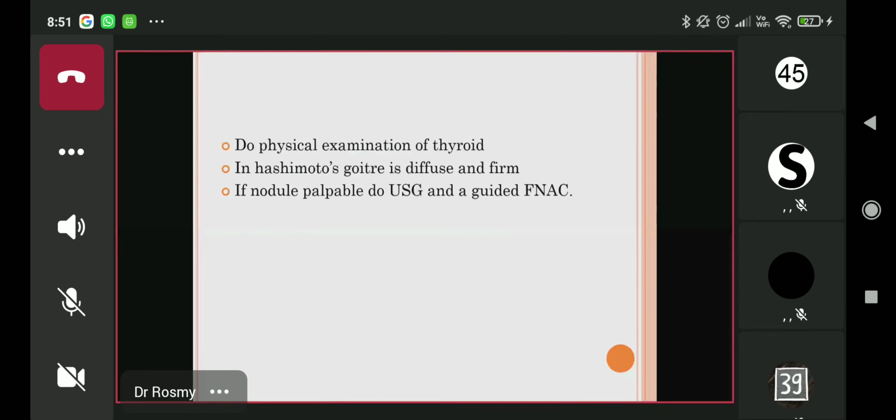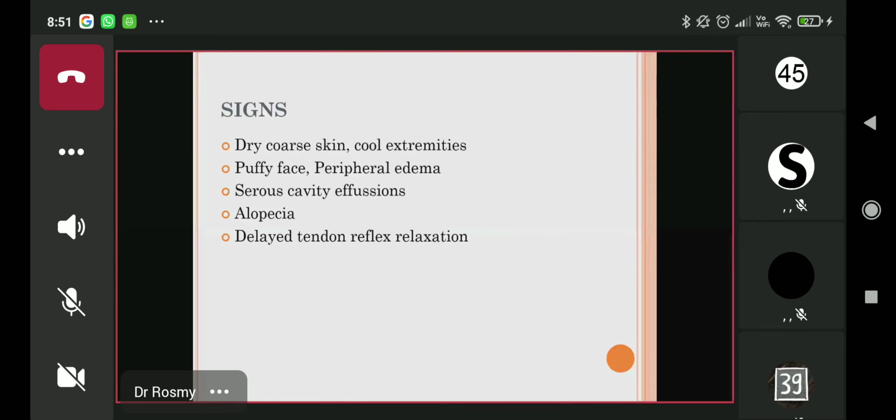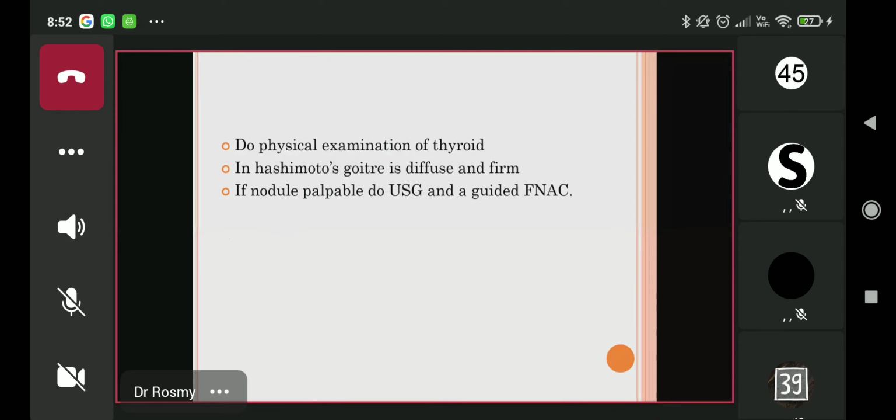Then after these signs, what you are supposed to do, you have to look at the neck, do a physical examination of the thyroid. So the most common thing which you will see in the clinics is the physician will tell the patient to swallow. Ask the patient to swallow saliva or drink water and show. So you will see the swelling will move up and down when the patient is swallowing. So the swelling will move with deglutition. That is one thing that will tell you that it is a thyroid swelling.